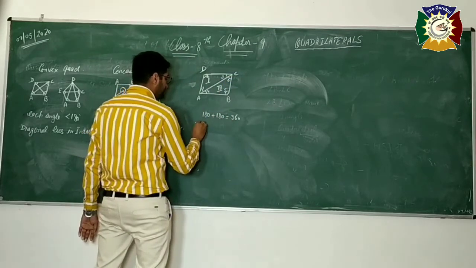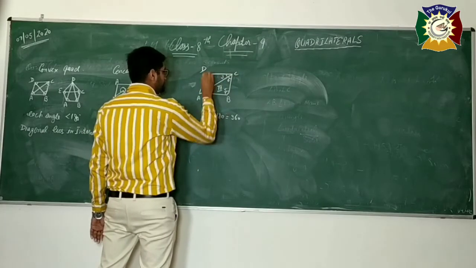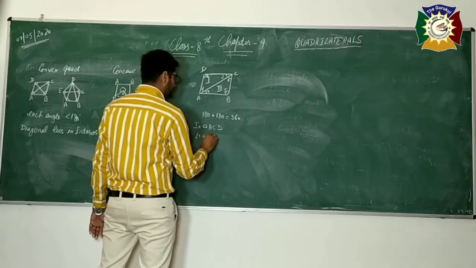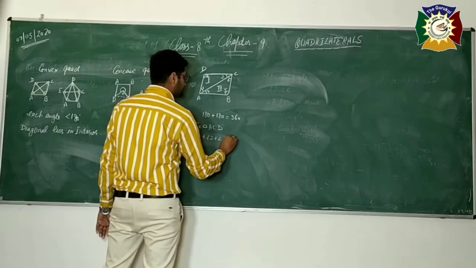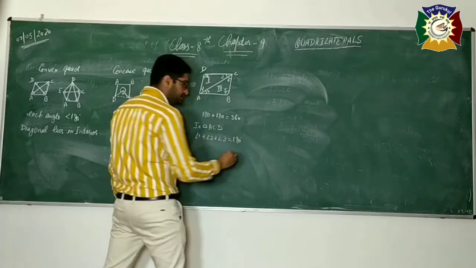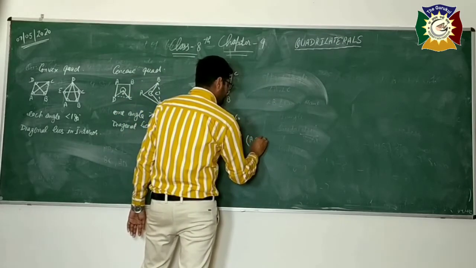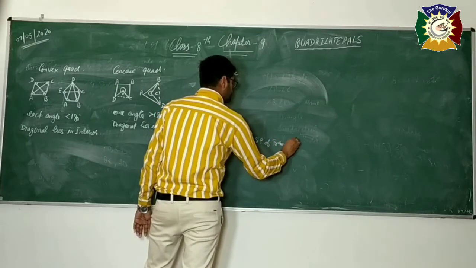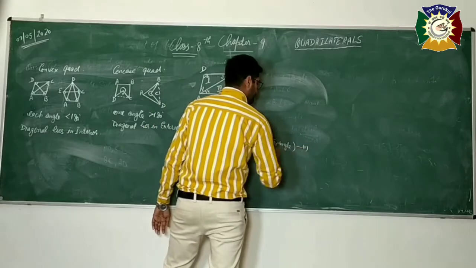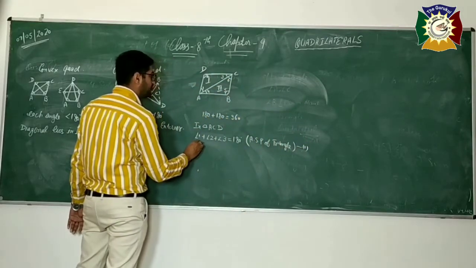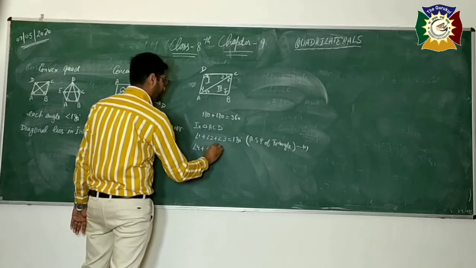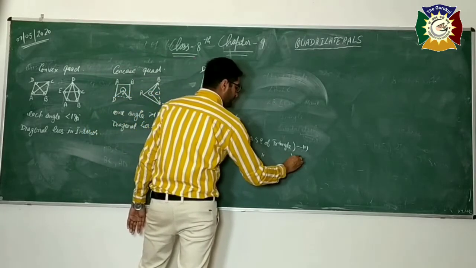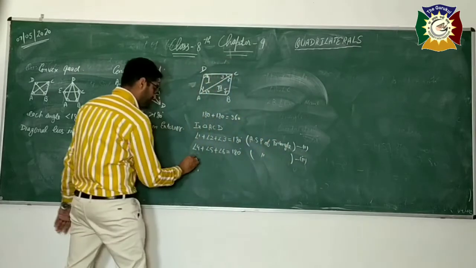Now, in triangle ACD, angle 1 plus angle 2 plus angle 3 is equal to 180 by the angle sum property of a triangle. This is the first equation. And angle 4 plus angle 5 plus angle 6 is equal to 180, again the angle sum property of the triangle.